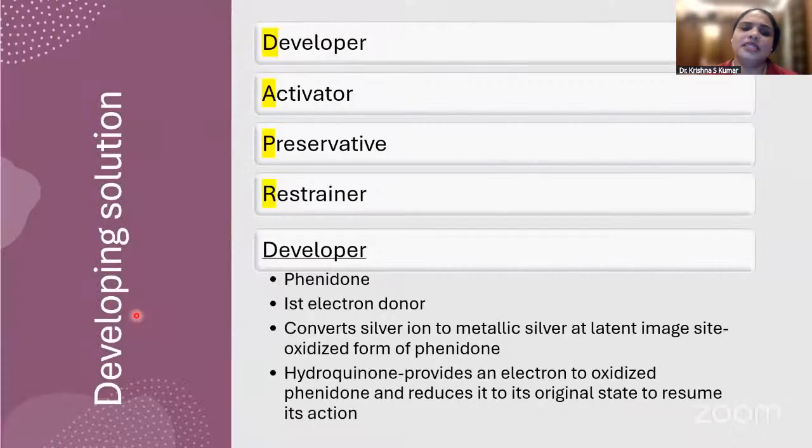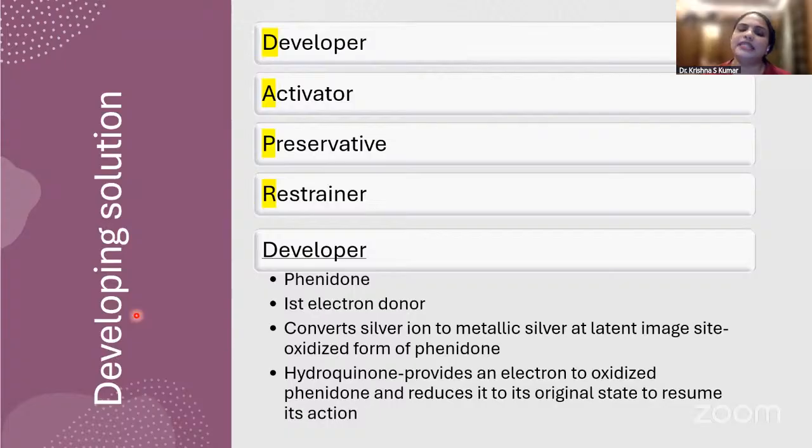So what does the developing solution consist of? It has a short note as well as part of the essay question. So it is DARP: developer, activator, preservative, and restrainer. The first one is developer. Developer is the electron donor. It consists of phenidone and hydroquinone.